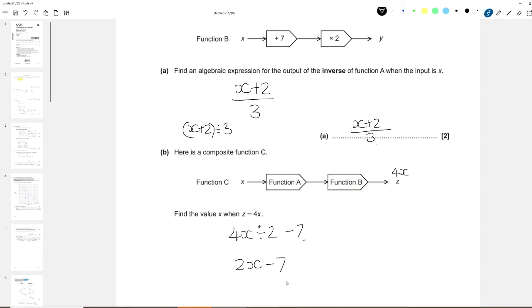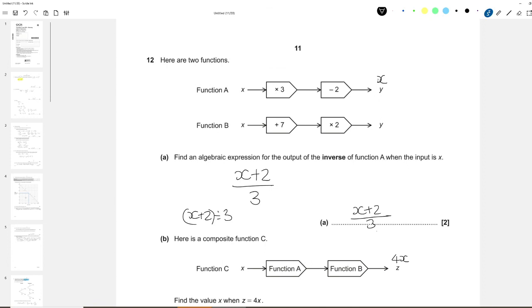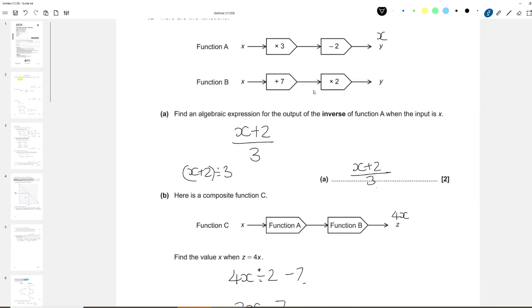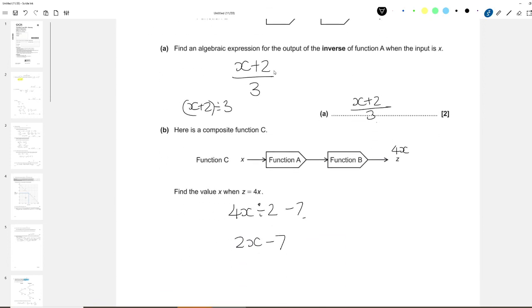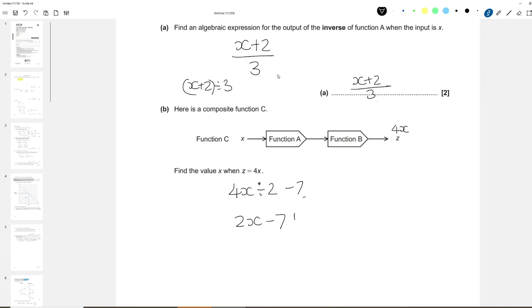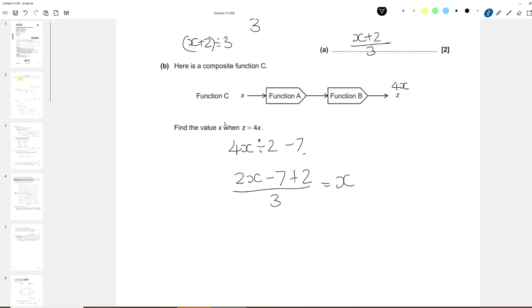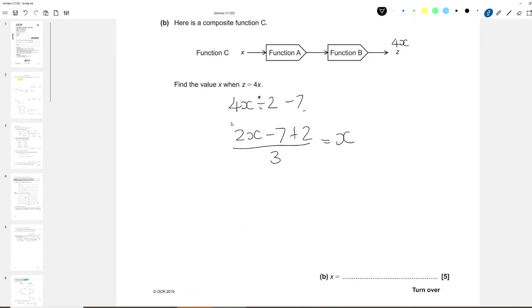And then I need to put that in backwards into function A, which is plus 2 divided by 3. So I need to plus 2 and then all of it divided by 3. That should equal x. So I'm going to simplify my equation. So I get 2x minus 5 over 3 equals x.